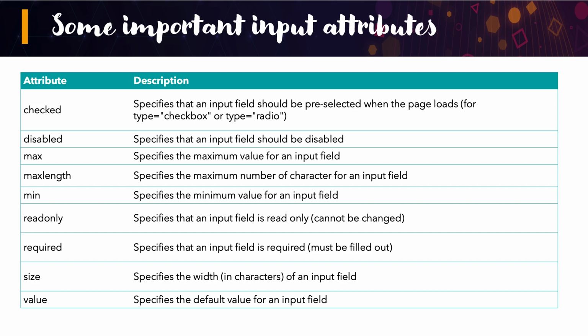Max and min, we have already seen the maximum value and the minimum value for a number field. Max length also is something that we have seen, the number of characters for the input field that the user can enter. Read only is a field that the user is not allowed to modify, but it can be sent back to the server. Required is a mandatory field. The user cannot skip filling that value in that field. Size is something that we have seen already. It is the size of the input field in terms of the number of characters. This is essentially only for display purposes.